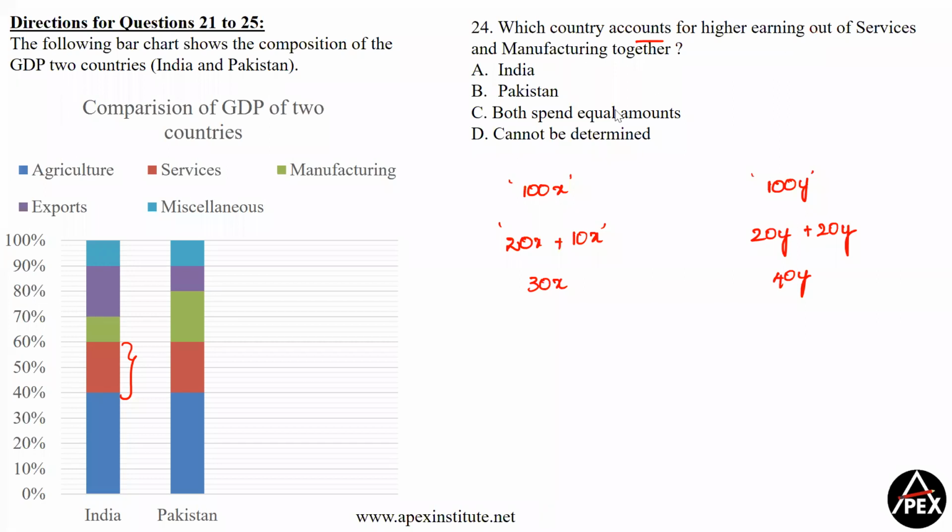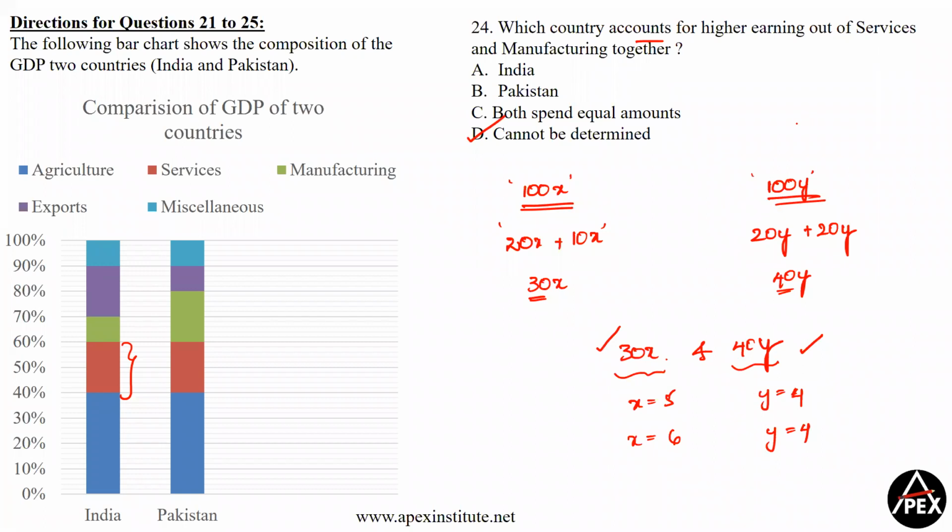40y. See, here we are not comparing 30 and 40. Here the comparison is between 30x and 40y. So which is maximum? You don't know, because this depends on the value of x. If the value of x is 5 and value of y is 4, this will be maximum. If value of x is 6 and value of y is 4, this will be maximum. So you cannot determine which is maximum. So to do that, we should be given the values of x and y or GDPs of India and Pakistan. So the answer for this question should be cannot be determined.